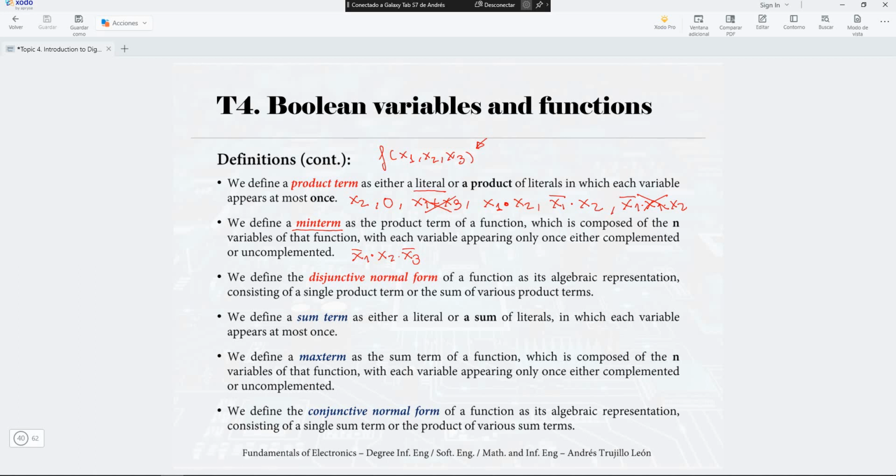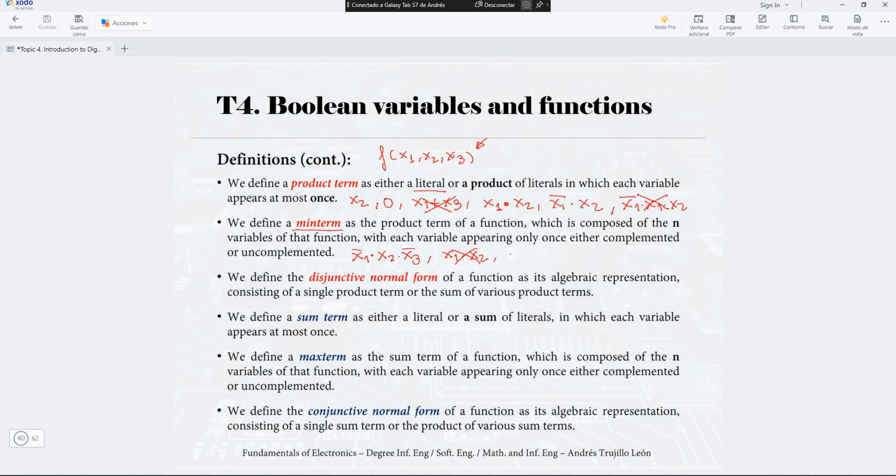Yes, it's a min term because it's a product term, in fact a product of literals, but besides, in this product term all the variables of the function appear. So this is a min term. Is this a min term? No, it's not a min term because we don't have x3 there. We don't have x3. So it's not a min term.